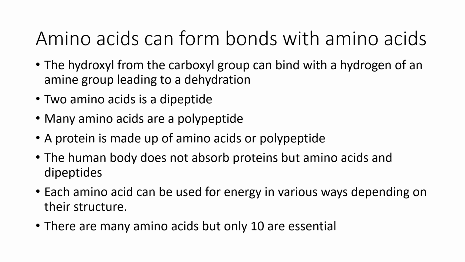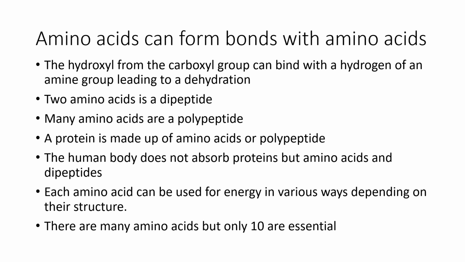When you have multiple amino acids glued like that, we call it a peptide, a polypeptide. And when we have a lot of polypeptides clumped together with a bunch of different structures, we call it a protein. Now the interesting thing about the human body is we can use amino acids for energy, but we cannot absorb proteins directly. For us to absorb a protein, we have to break it down to amino acids or dipeptides, and that's what we can absorb.